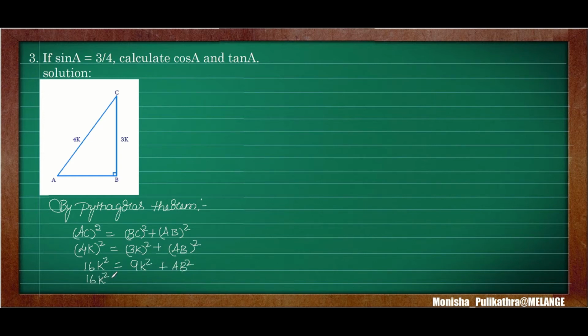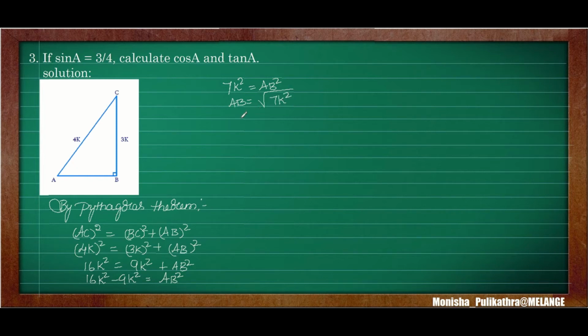So 4 square is 16k square, which is equal to 9k square plus AB square. So 16k square minus 9k square is equal to AB square. So 16k square minus 9k square is 7k square, which is equal to AB square. Next I will be shifting this square to this side, so it will become the square root of 7k square.